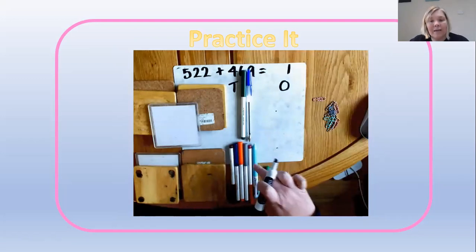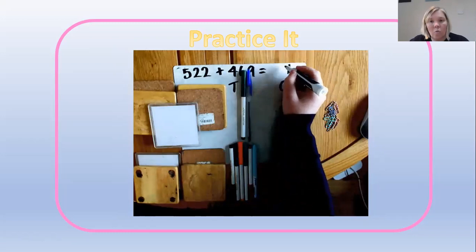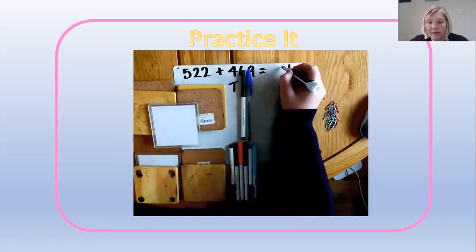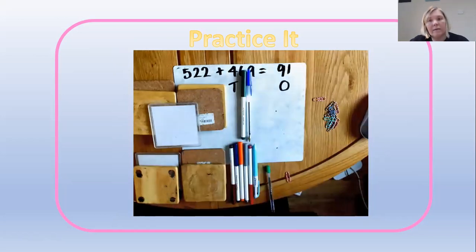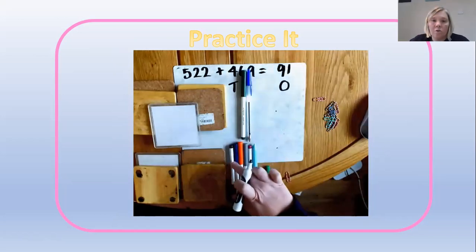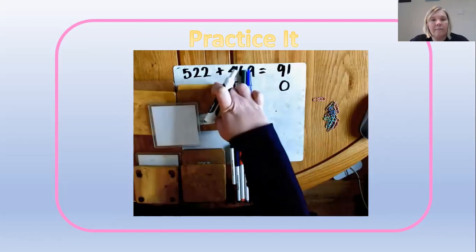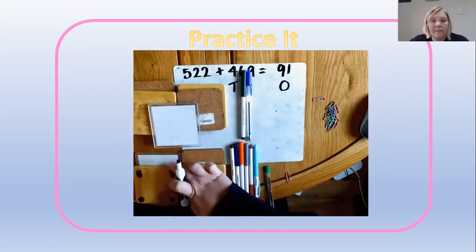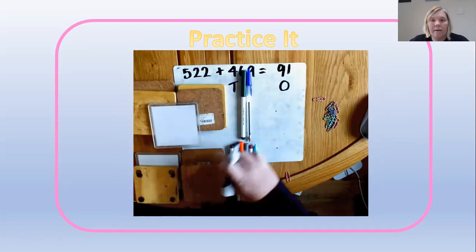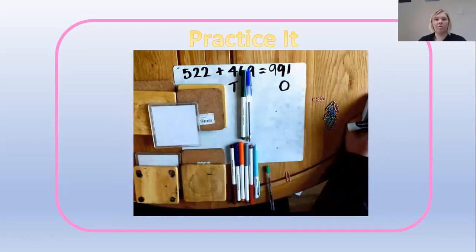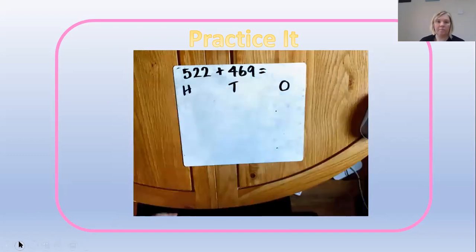I'm now adding at my 10s, but I need to remember that extra 1. Oh, I forgot that. I forgot to add it on. I need to remember. Otherwise, it would be the incorrect number. 1, 2, 3, 4, 5, 6, 7, 8, 9. Nearly forgot that, Mrs. Pledger. 500, 6, 7, 8, 9. 900s. So the answer, 991. That is my concrete example.